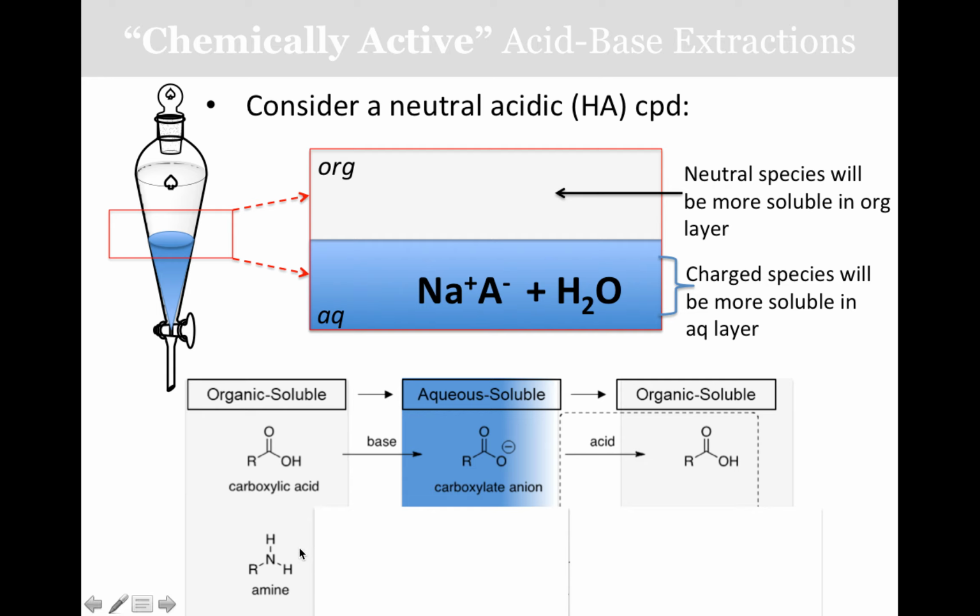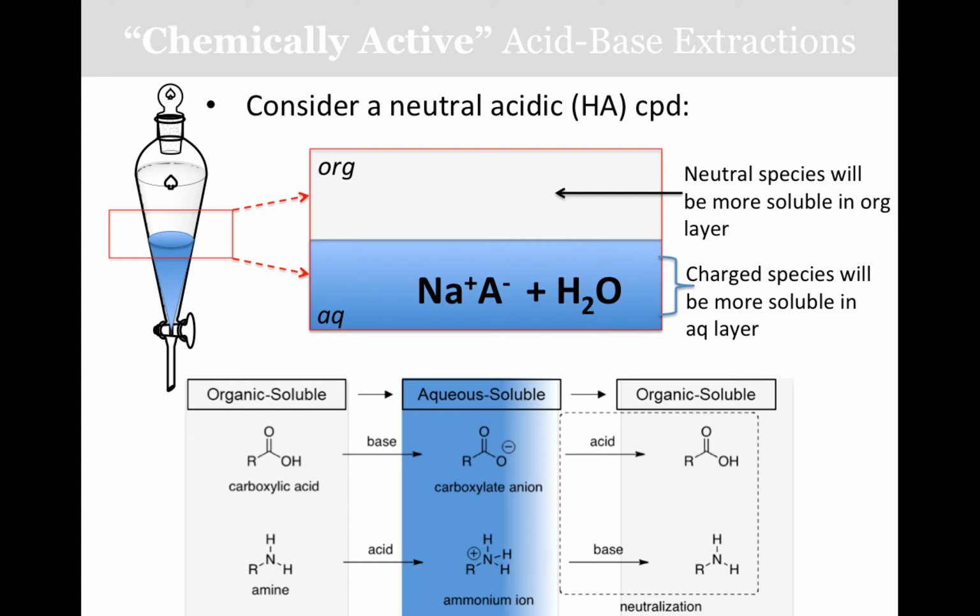Similarly, basic amines can be treated with acids to make a charged ammonium ion. Then it can be treated with base to neutralize it, and then you extract the amines, which is an acidic extraction.